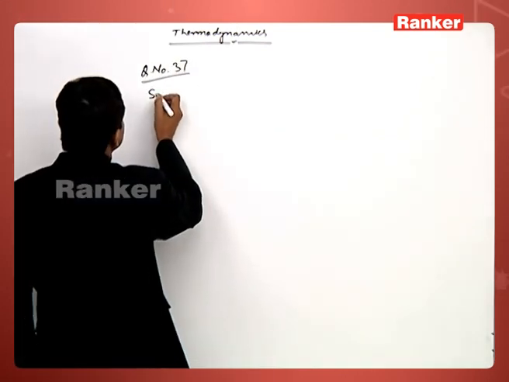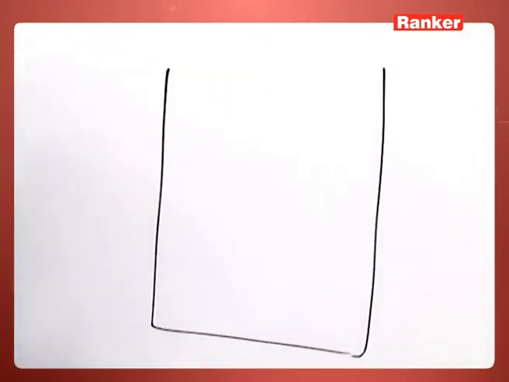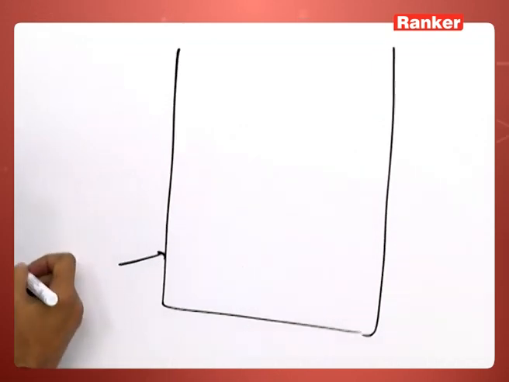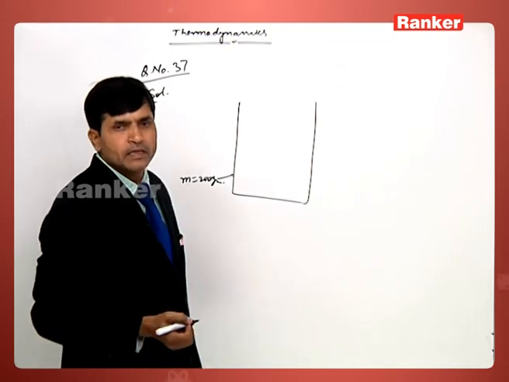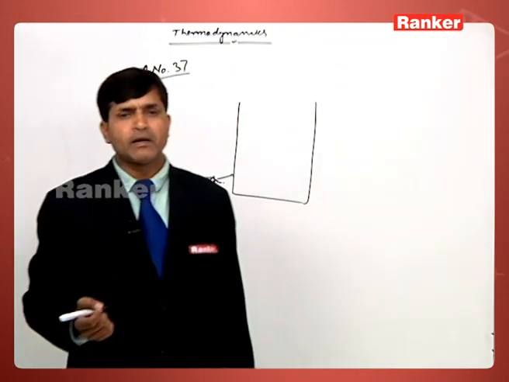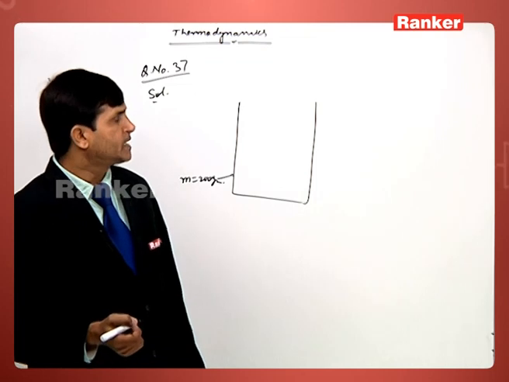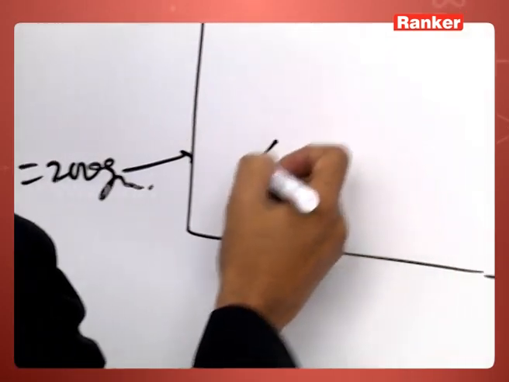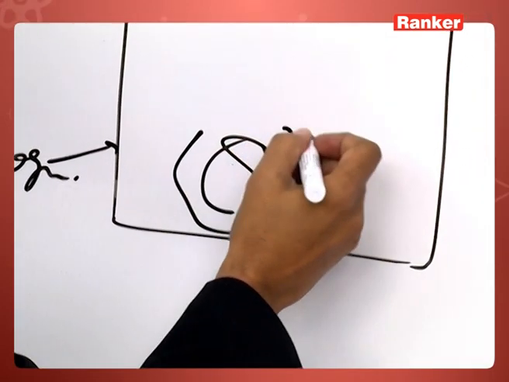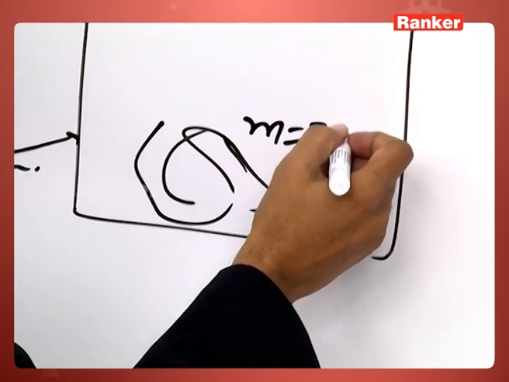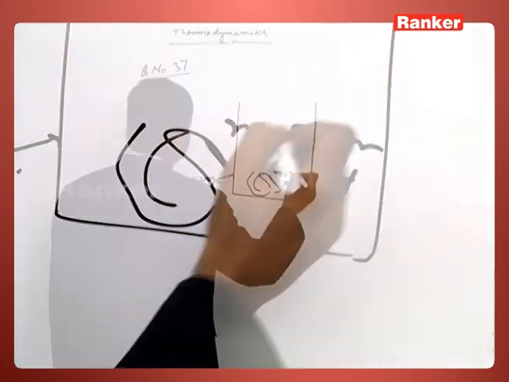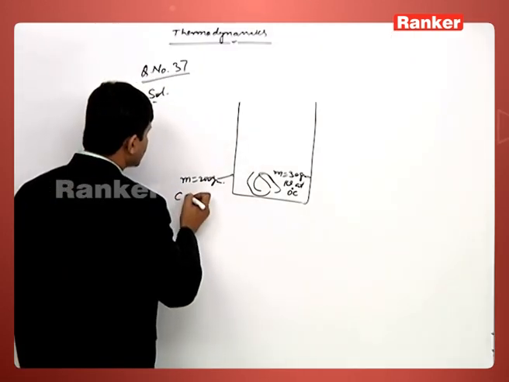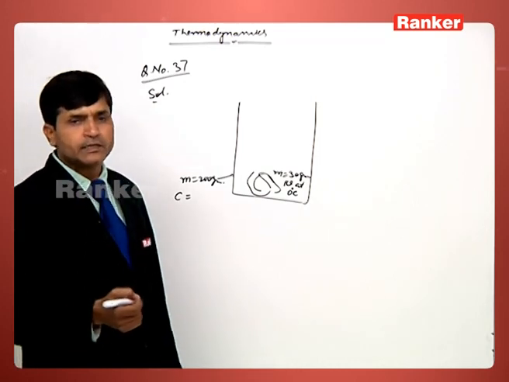In this, a calorimeter is given, and this calorimeter has mass 200 gram, and right now 30 gram ice at 0 degrees Celsius is kept here. And the specific heat of the calorimeter container is given as 0.03.